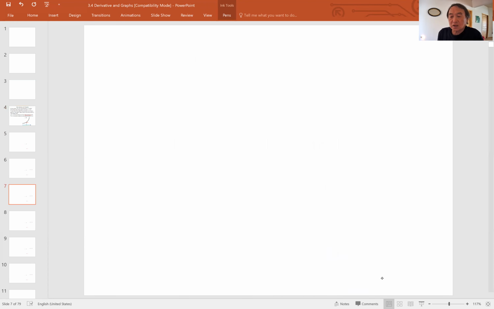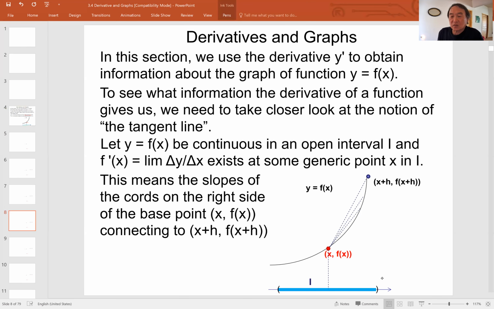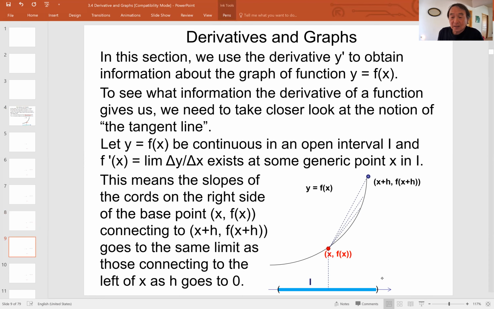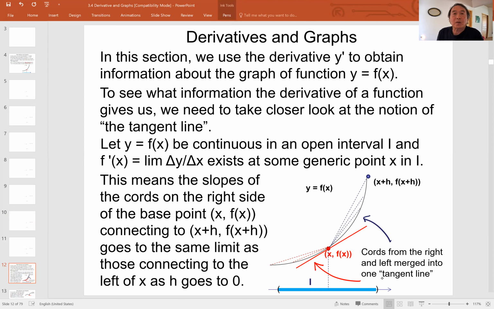We say the derivative exists means that if I draw a series of lines connecting to its neighbor on the right-hand side, the line will begin to slowly form. And also, if I do it on the left-hand side, from the two sides they are going to converge to one single line, which is a tangent line.